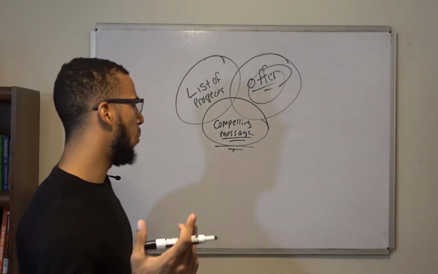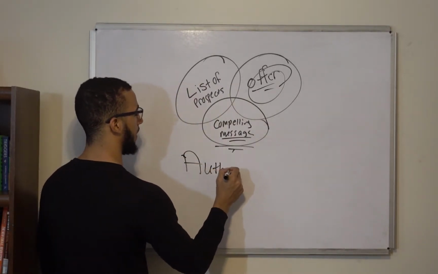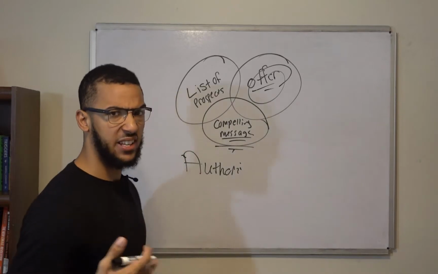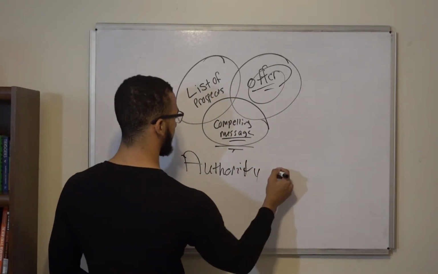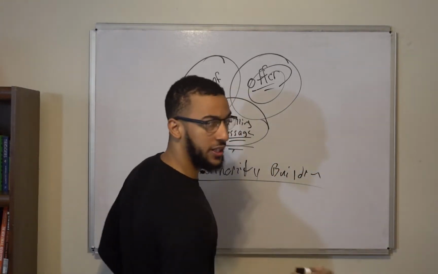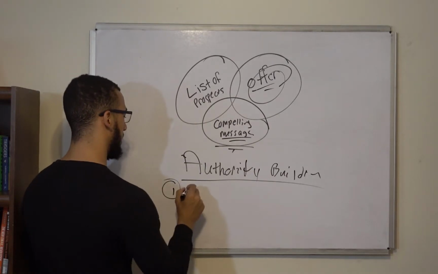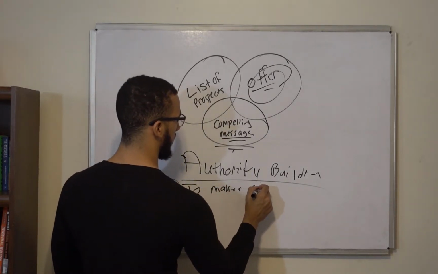So that's one thing about thought leadership, right? And authority building is what I'm going to call it, right? Because in order to have good advertising, you need to have authority, right? So authority building. The reason why you need that, number one, is to make sales easy.